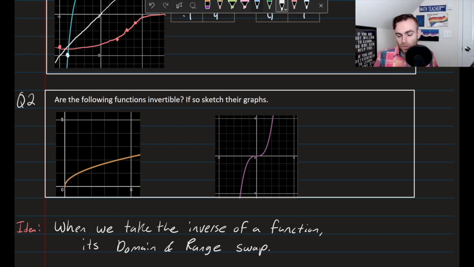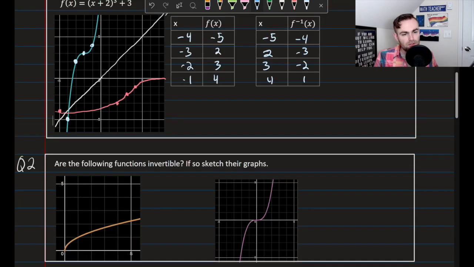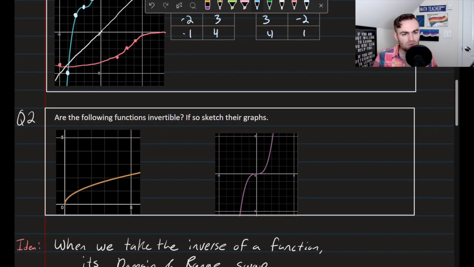So what we can do is take some points and steal those. We can also take this idea of a reflection over y equals x, but I find that to be a little bit more difficult to do offhand. So what I'm going to do is mark some points, some nice points we have.